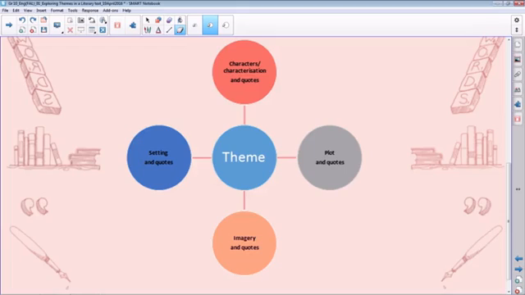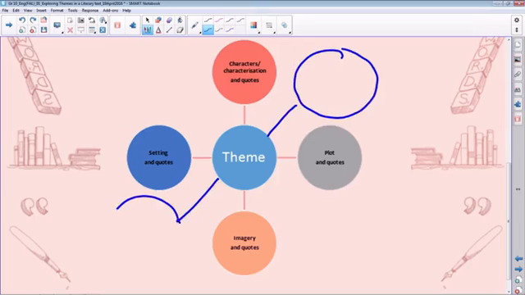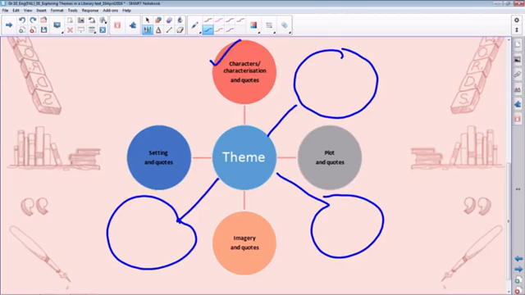Now remember, you don't have to stick to this. There might be other elements you might want to discuss. You might want to also talk about diction or other elements which you may want to analyze. So feel free to add some more branches onto this. But just make sure that you do have character, you do have plot, you do have imagery, and you do have the setting. You need to give that kind of a context. I'll give you 10 seconds just to finish that off, taking down that diagram. And then let's move on.